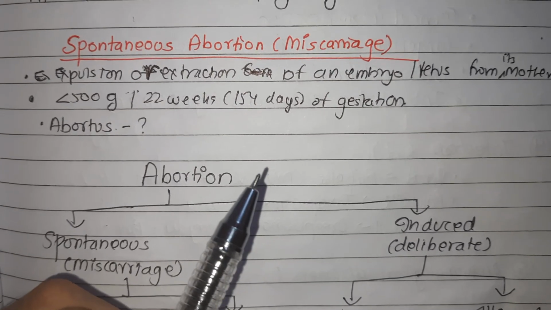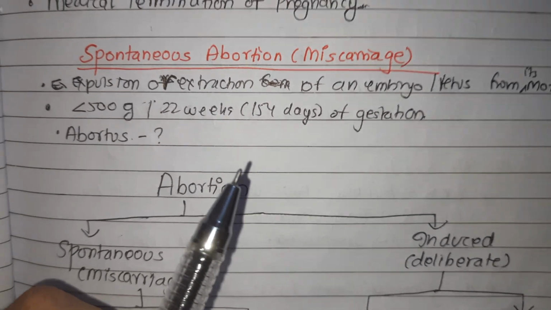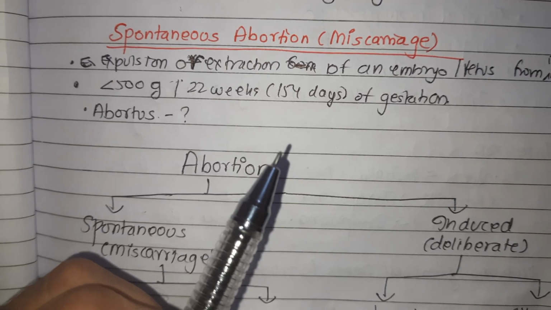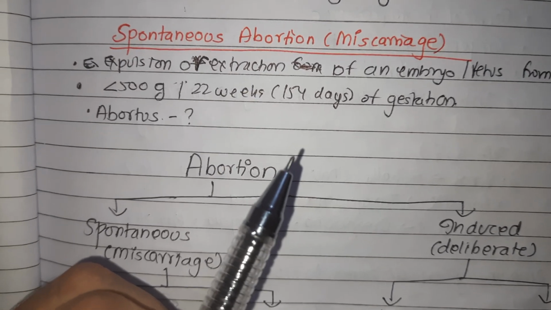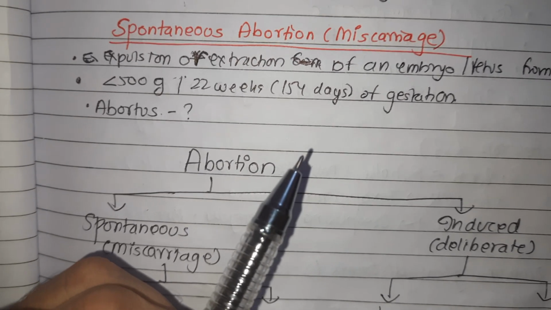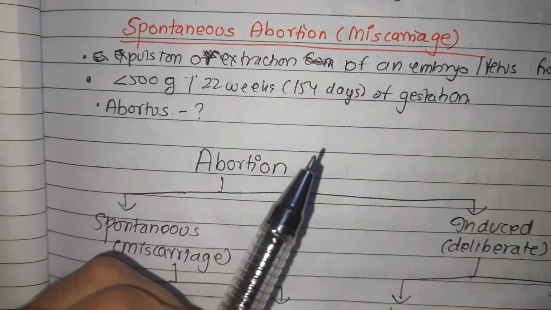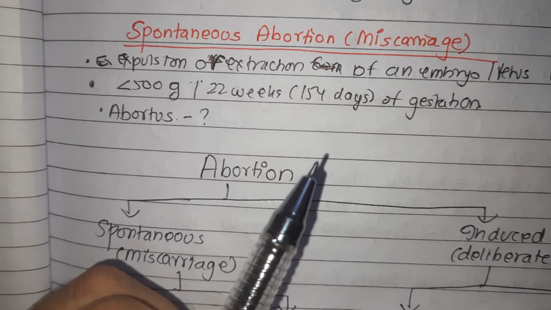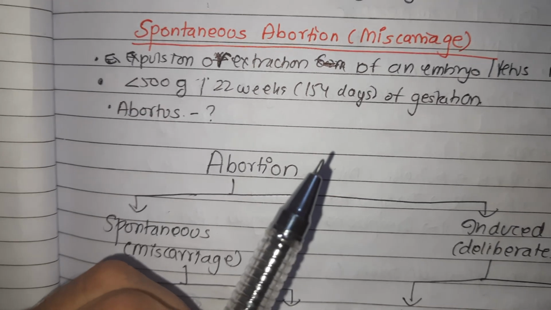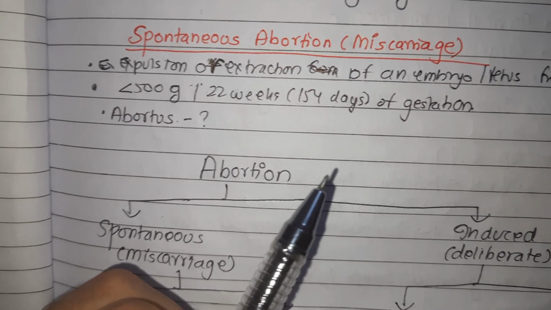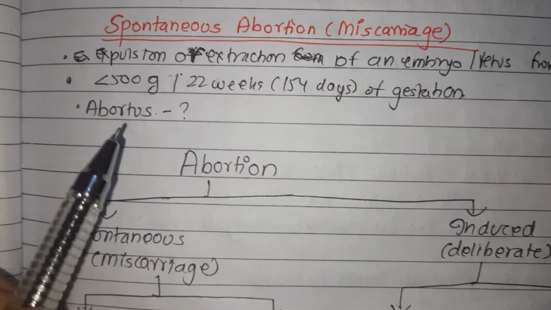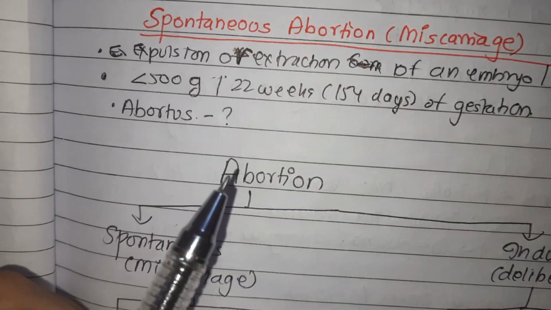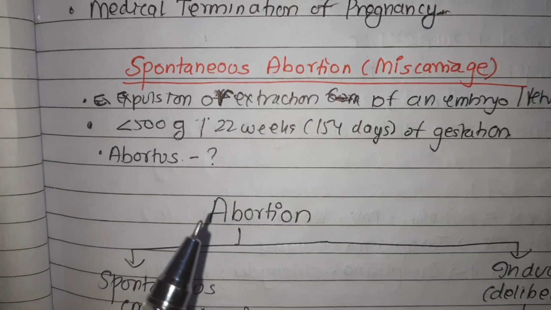So let's revise it again. Abortion is the expulsion or extraction from its mother of an embryo or fetus weighing 500 gram or less when it is not capable of independent survival. This 500 gram of fetal development is attained approximately at 22 weeks, around 154 days of gestation, and the expelled embryo or fetus is known as abortus. And the word miscarriage is the recommended terminology for spontaneous abortion.